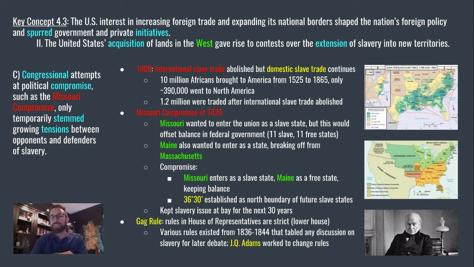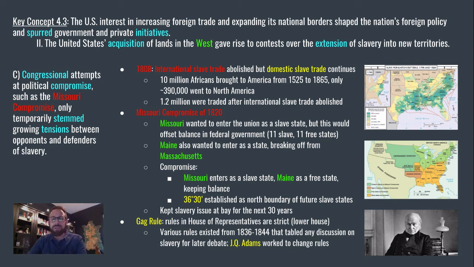Now, John Quincy Adams, our sixth president, actually served in Congress after he was president, the only president to do something like that. He worked to change the rules in the House so this couldn't happen anymore. So that's why 1844 is really when it ends. John Quincy Adams was a fervent abolitionist and anti-slavery person. So that means why he said we can't prevent this discussion if people want to discuss it.